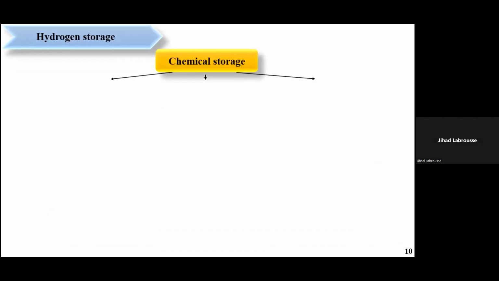Another method is chemical storage, where we can store hydrogen in solid form. In this method, the hydrogen is chemically bound with other elements. There are actually three categories. The first is chemical hydrides, for example, ammonia borane.